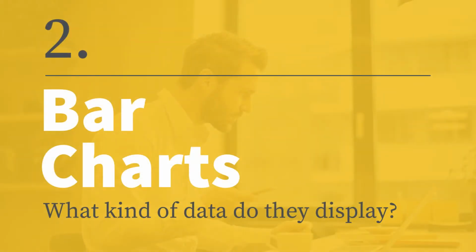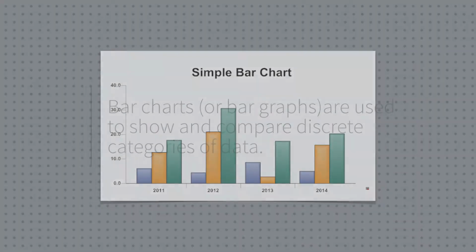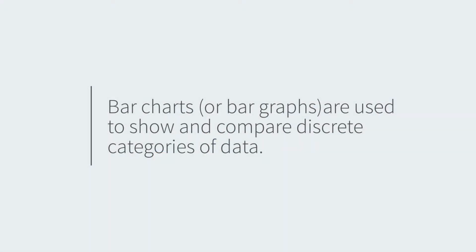Now, specifically, we want to talk here about bar charts and the kind of data that they're used for. Here we have an example of a simple bar chart. And bar charts are used to display what we call discrete categories of data. It's very important to understand this from the beginning. Bar charts are used to display discrete categories of data. Now, what does that mean?